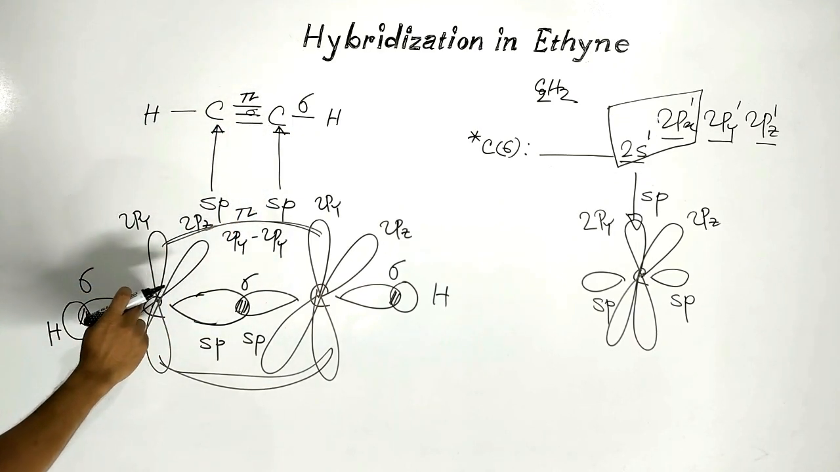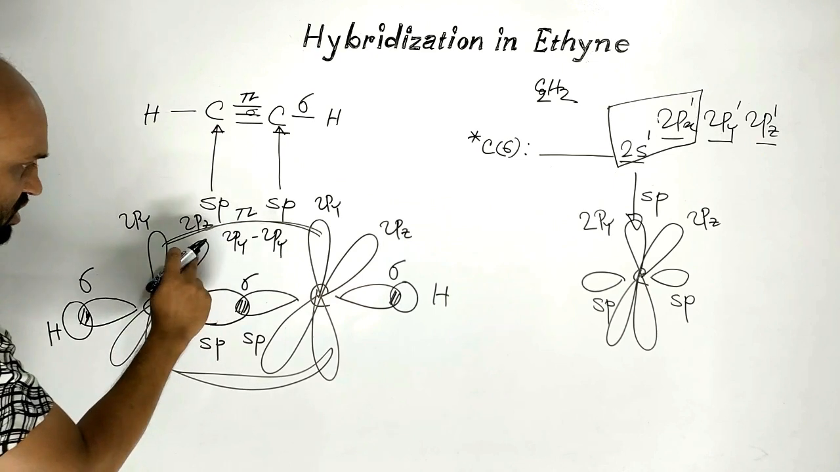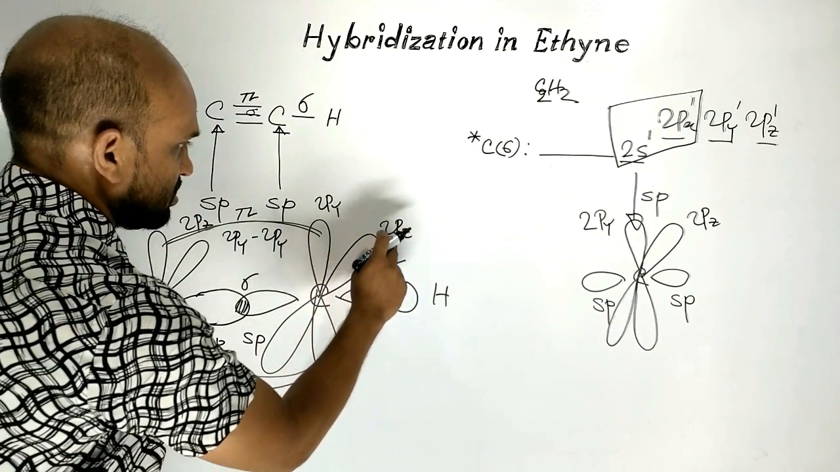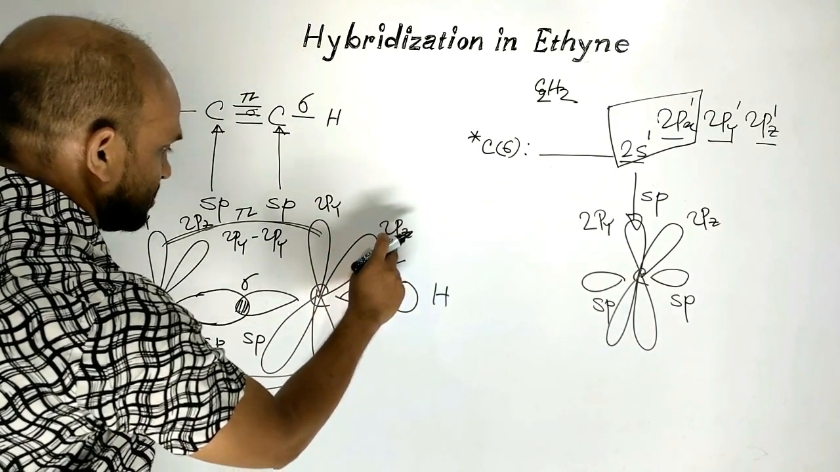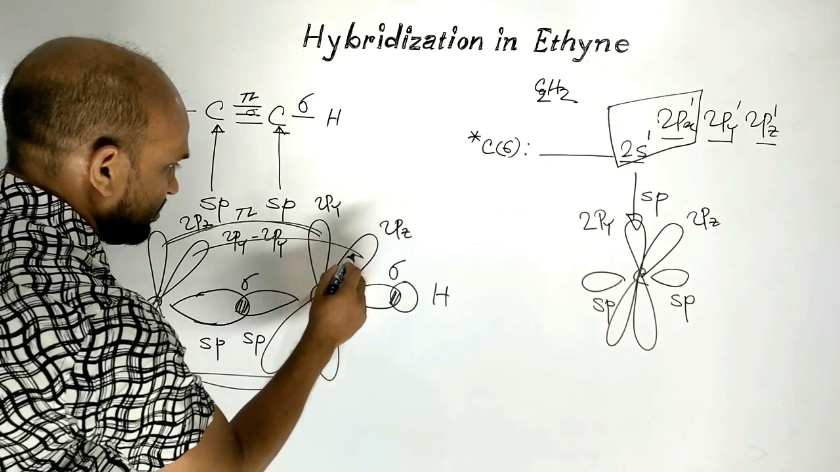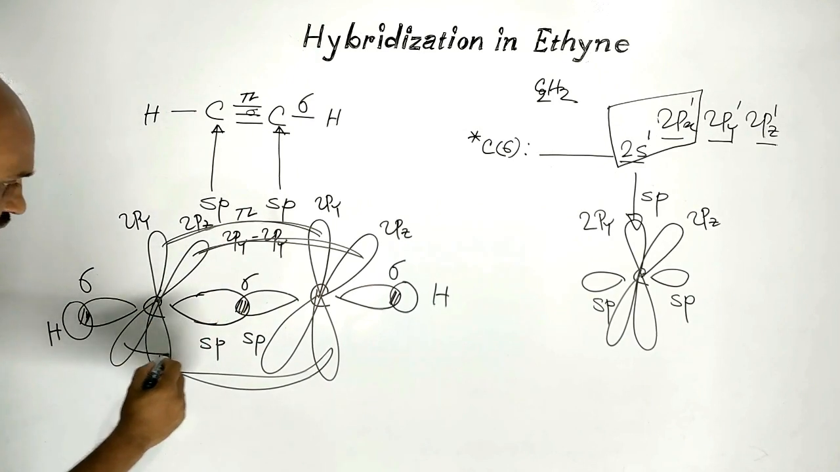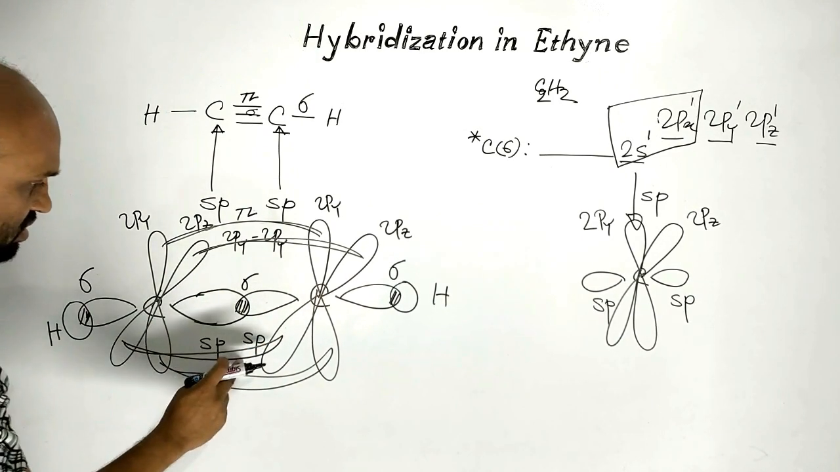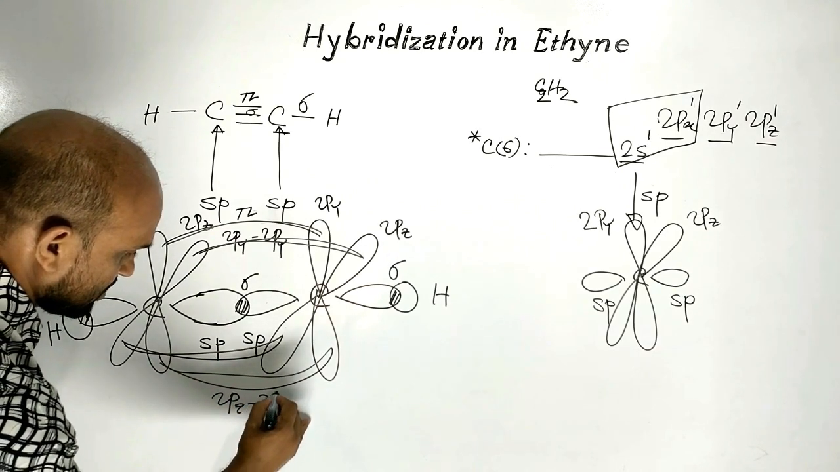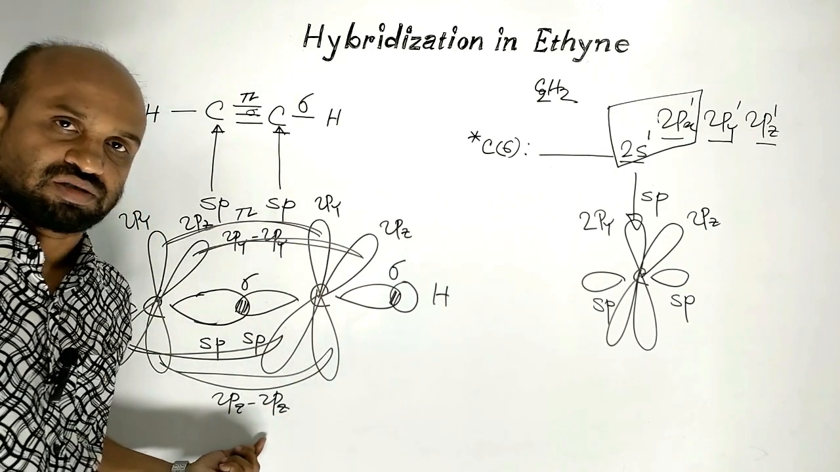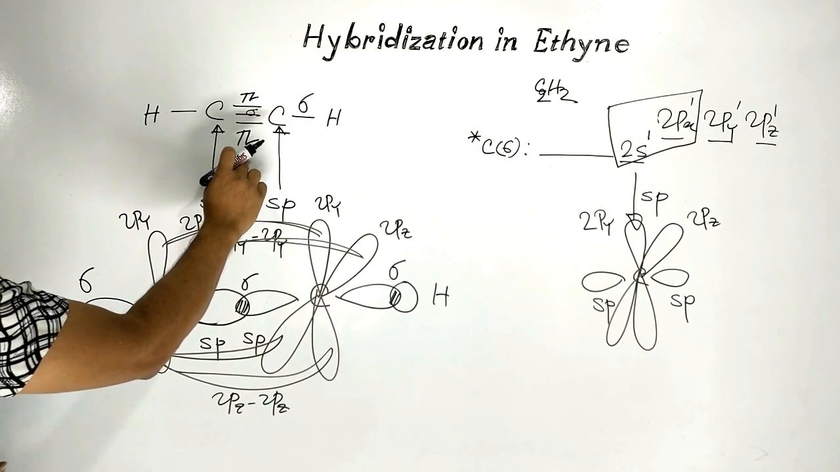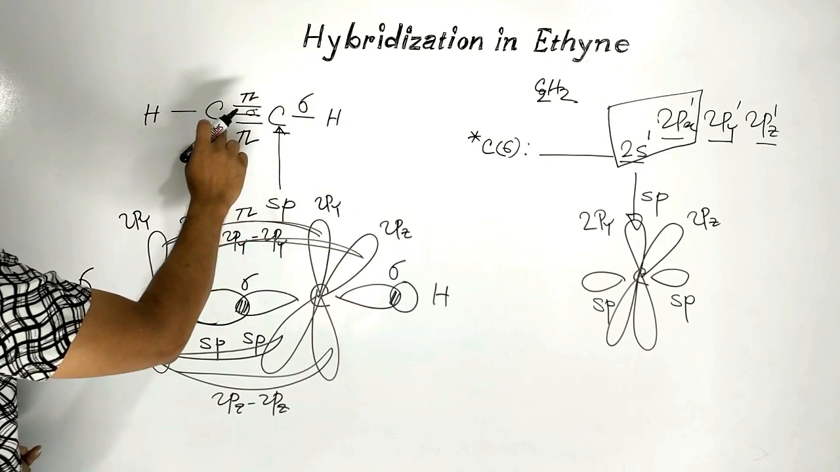Again, we see that this carbon contains a 2pz orbital which is unhybridized. This carbon as well contains a 2pz orbital which is unhybridized. So another bond is formed through overlap between the unhybridized 2pz and 2pz orbitals. That is, here overlap occurs between unhybridized 2pz orbitals. As a result, another pi bond is formed. That is, between two carbon atoms, three bonds.